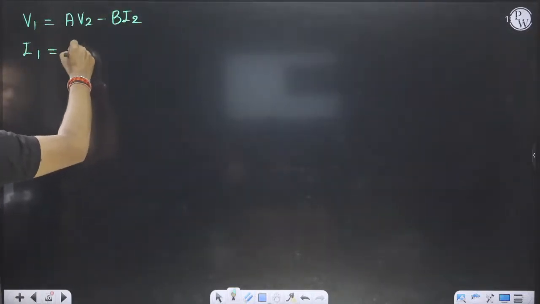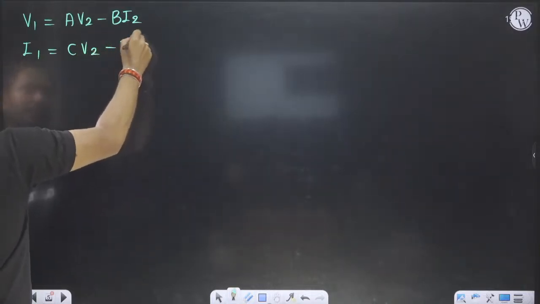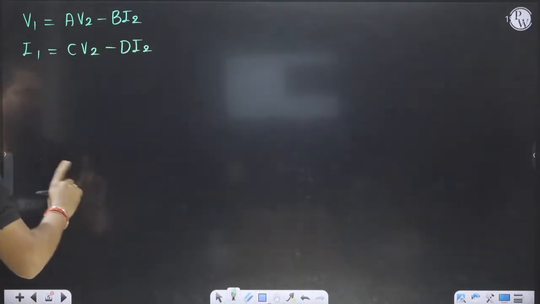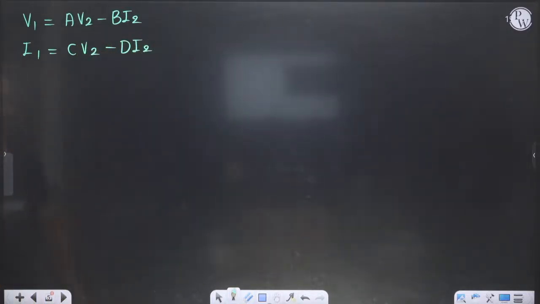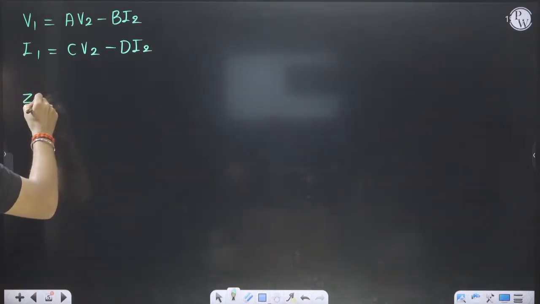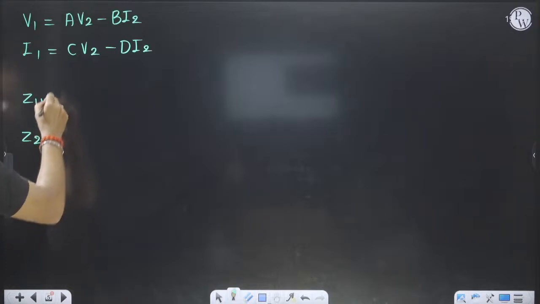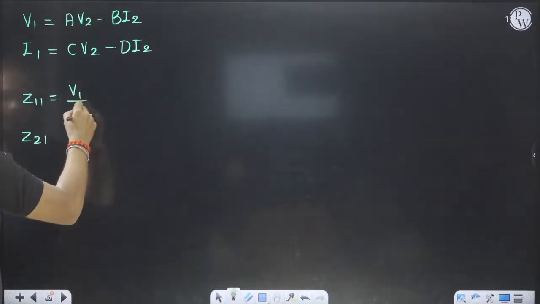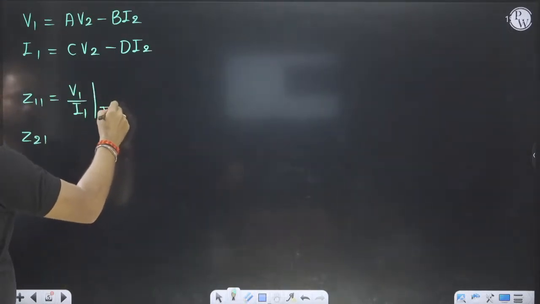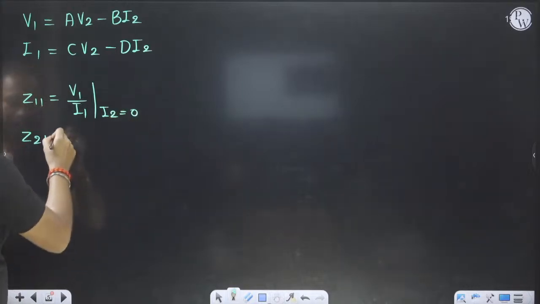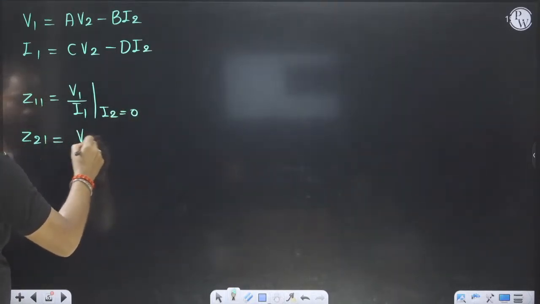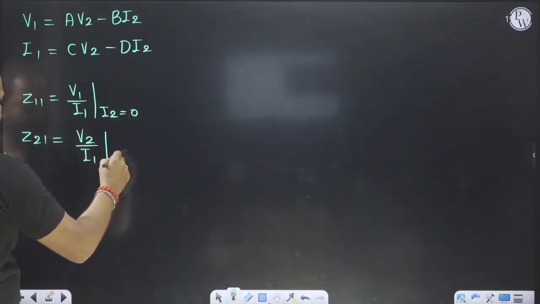Because I don't remember that formula. I have that formula in the slide, but I will not go through that derivation. I will go through the derivation only. Then we have Z11 and Z21. Z11 is V1 by I1, with I2 equal to 0, and Z21 is V2 by I1, with I2 equal to 0.